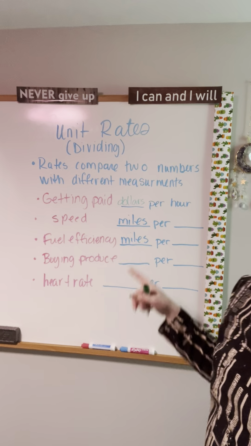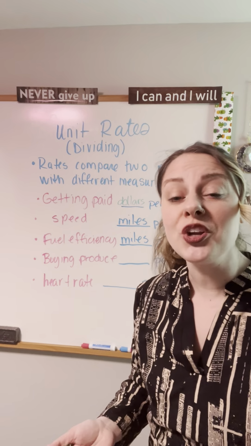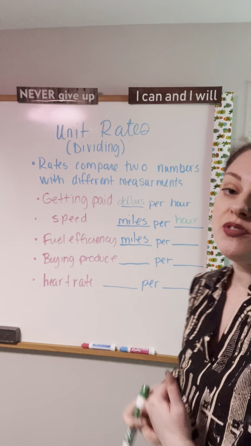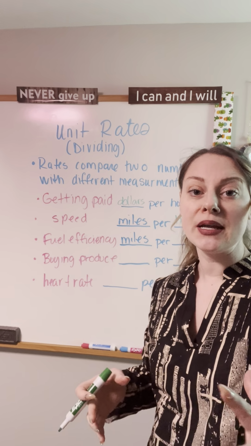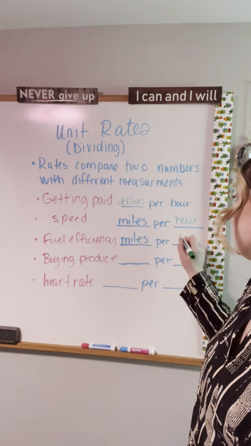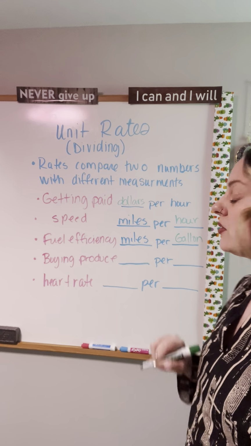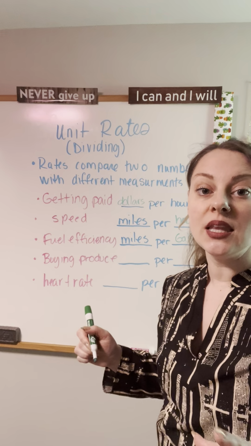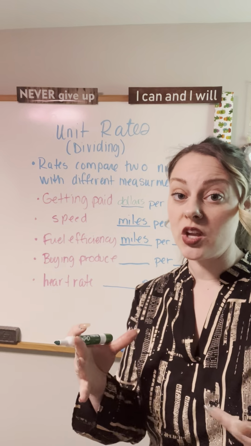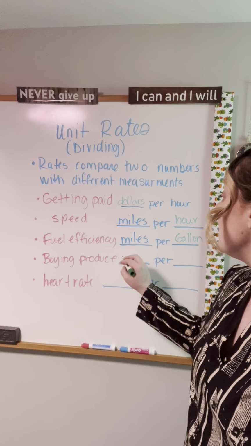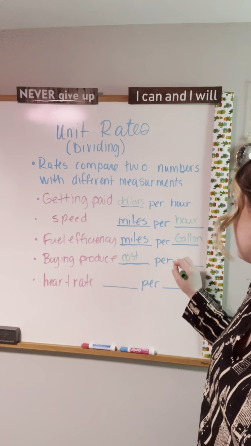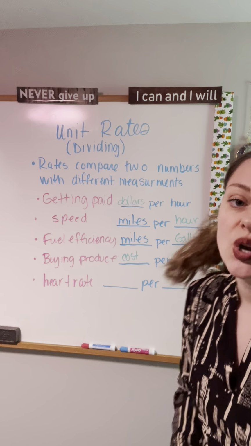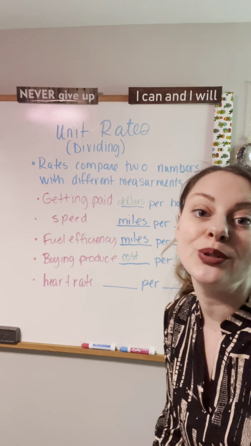Speed, how fast you're going. You could probably guess, when you're talking about how fast you're going in the car, you would say, I'm going this many miles per hour. Fuel efficiency, or basic mileage, is miles per gallon. When you're buying a car, you need to really pay attention to your fuel efficiency, how many miles you can go in how many gallons, and how many gallons are in the car that you want to buy. Buying produce would be cost per pound. Fun fact, the abbreviation for pound is LB. Don't ask. I should probably Google that.